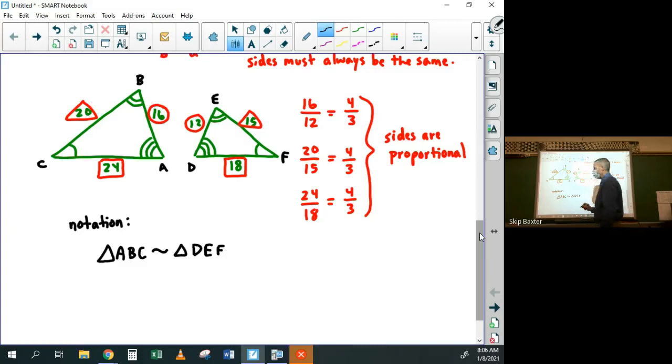And just like when you have congruence statements, the order of the letters matters, right? So angle A goes with angle D. Angle B goes with angle E, and angle C goes with angle F. The order of the letters definitely matters, just like it does when you're talking about congruent triangles or congruent quadrilaterals or whatever. When you're talking about similar figures, the order matters just as well. So that little symbol right there means similar to.